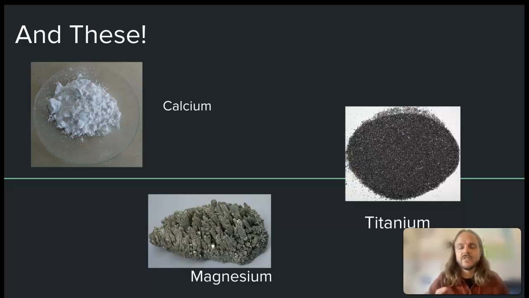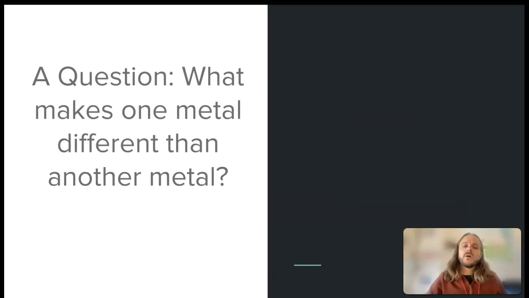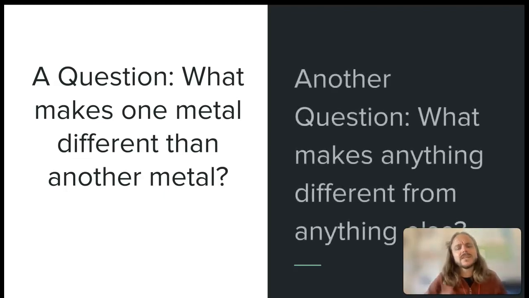They behave differently, have different properties. This you already know, but check this out. What makes one metal different than another metal? Okay? What makes metals different from one another? And then you might be asking, well, what makes anything different from anything else? Why is metal different than water? Why is air different than a desk? Like, what actually is the difference between these things?